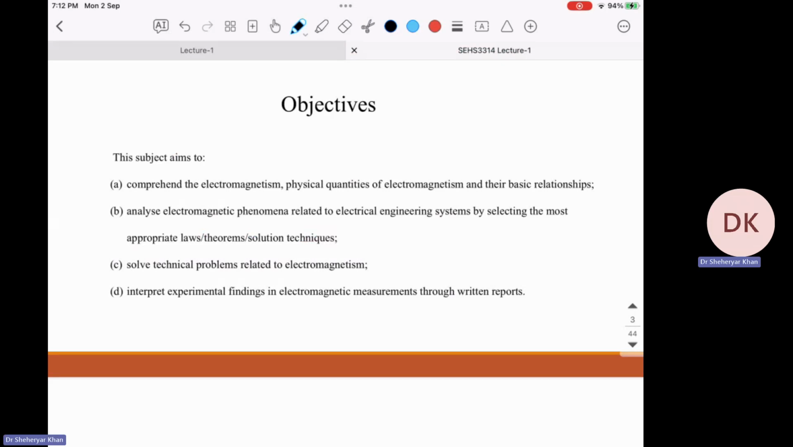So here are some of the objectives that you will find. I have also uploaded the teaching plan and the assessment guide for you. You will see all those objectives very clearly on those documents. So this subject aims to comprehend electromagnetism, physical quantities, and basic relationships. Actually, we will study the very basic foundations of electromagnetism.